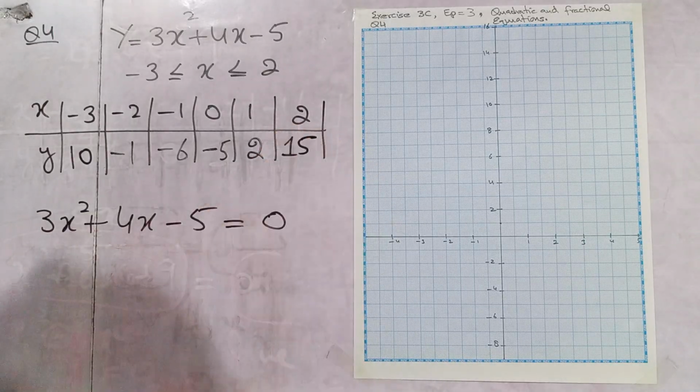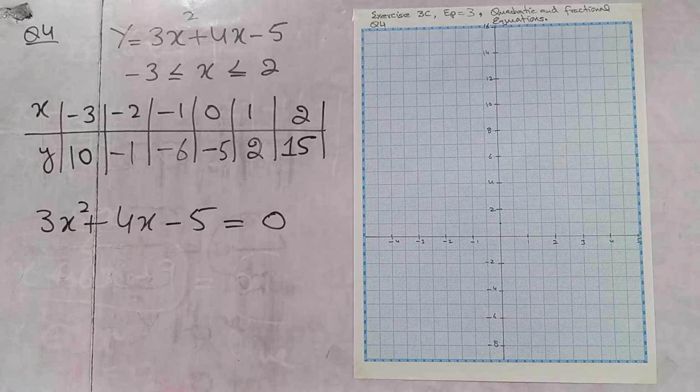So that gives me 15. Okay, so let me check if the table is given, but the table is not given. So we have to plot these points. So let's plot these points.